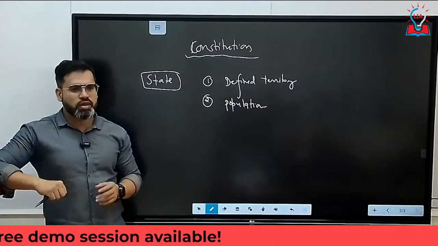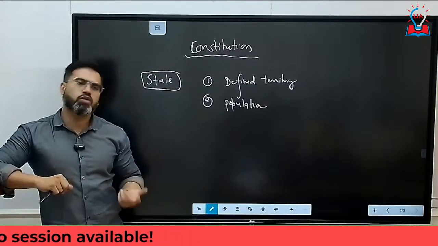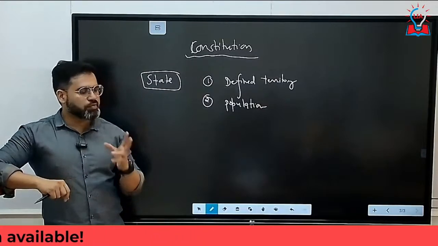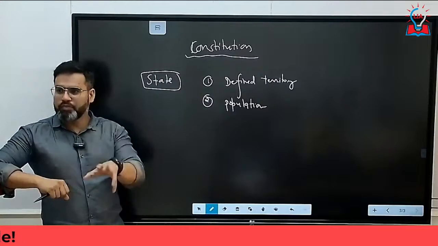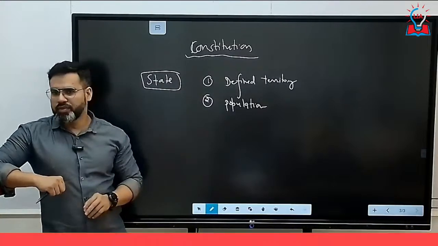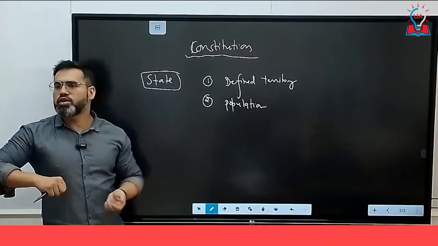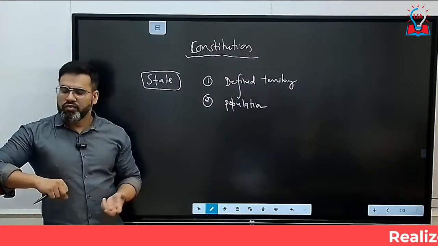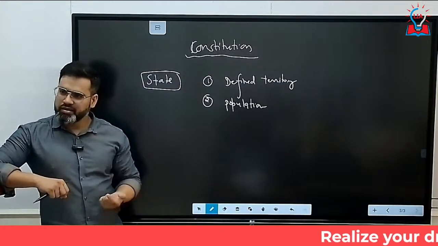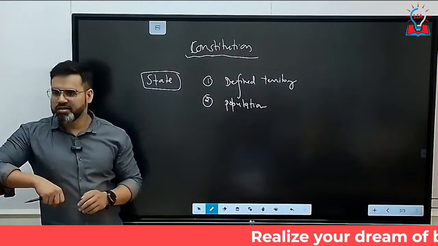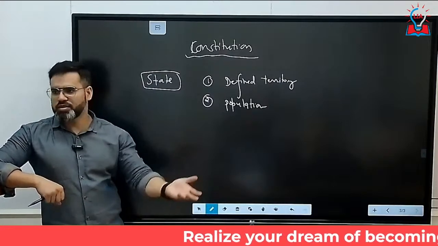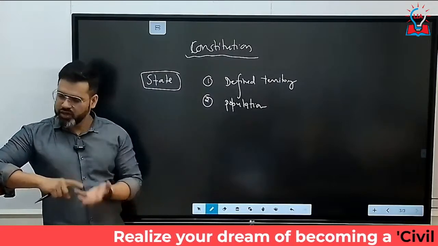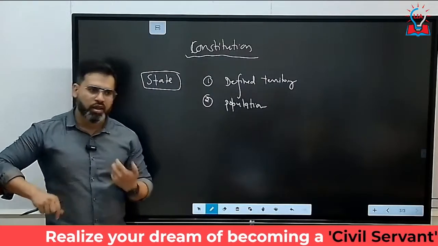Correct? Population also should be there. If there is no population, then what is the use of the state? So the next important element to declare any part a state is population. But if only defined territory and population are there, can we declare that territory a state? Every state has that. Karnataka, Tamil Nadu, Uttar Pradesh, Bihar, every state is having that. Territory is also there, population is also there.